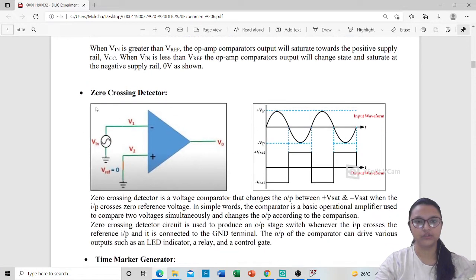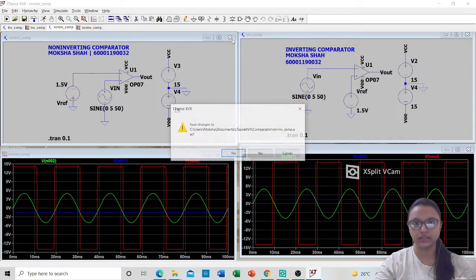I'll be showing you the zero crossing detector. Now in the zero crossing detector, your Vref value is 0, and whenever you want the same frequency for the input and output voltages, we use a zero crossing detector. Whatever the input voltage frequency is, the same frequency will be for the output voltage also. So let's just check the zero crossing detector.